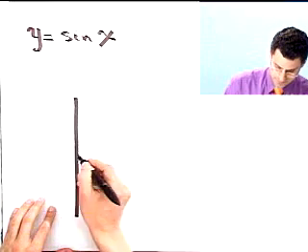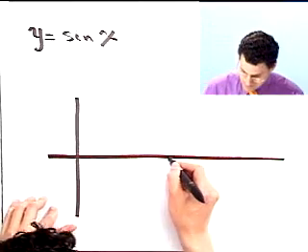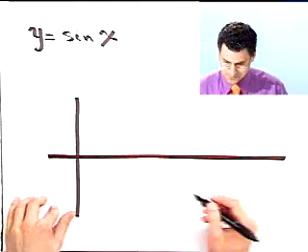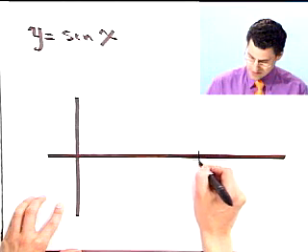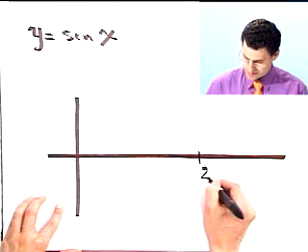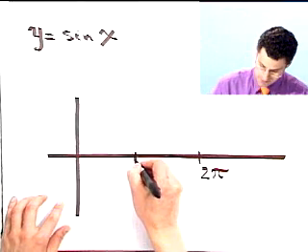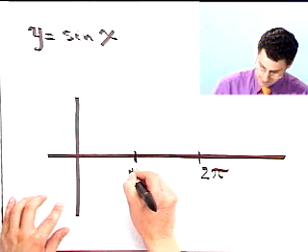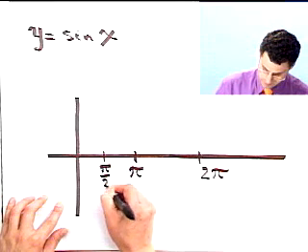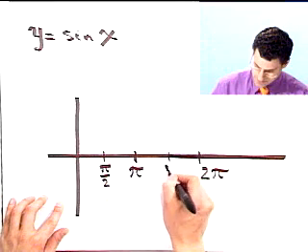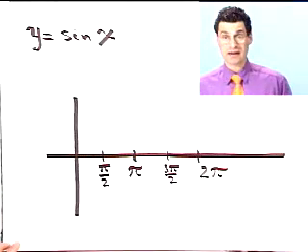Now, we're graphing this, by the way, in radians. So let me put this value right here. I'll make this 2 pi. That's the angle that goes once around. It's the same thing as 0. This would be pi. This is pi over 2. This is 3 pi over 2. And let's see how we make out.